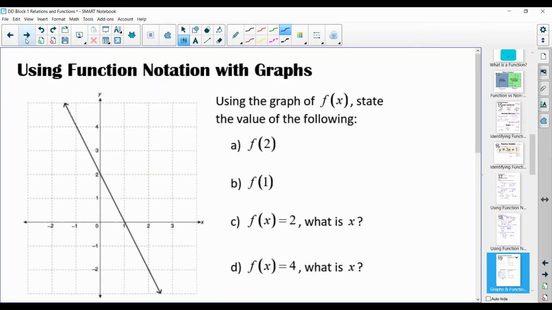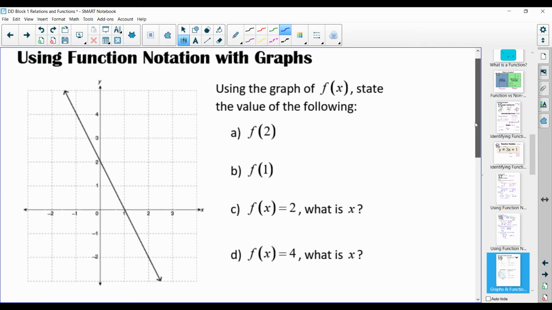All right, so we can also do function notation with graphs. If you're looking at function notation and you're looking at a graph, basically you're being given either the input or output, and you're just looking on the graph to get the one that you're looking for. So for here it says, using the graph of f of x, state the value of the following.